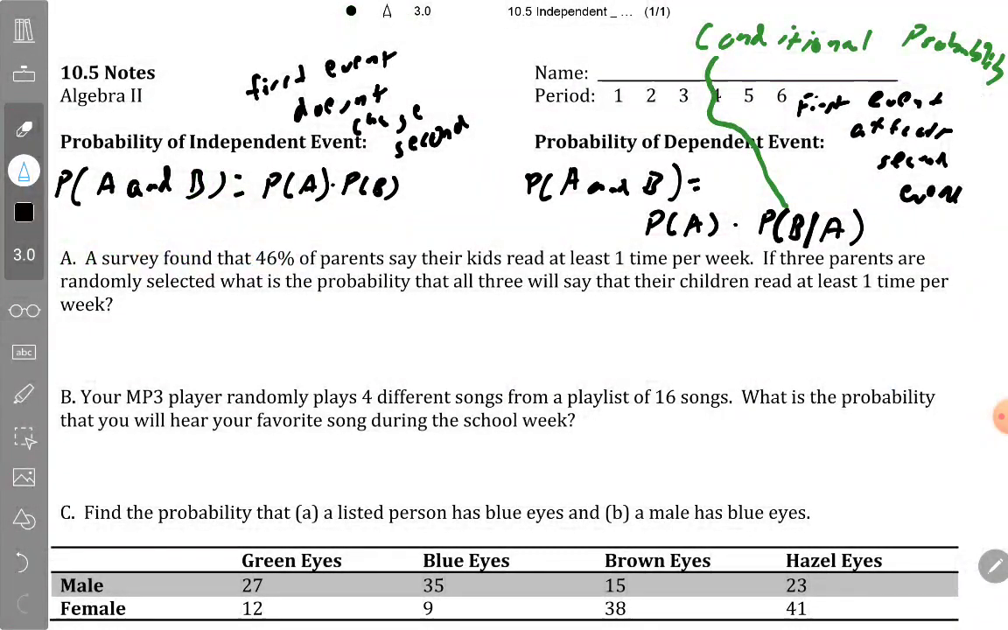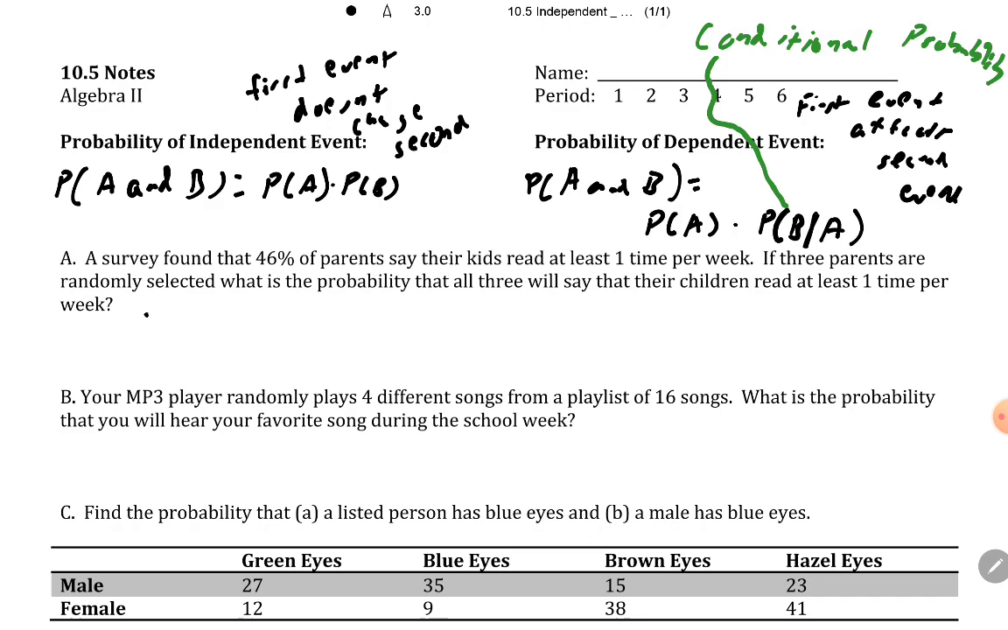A random survey found that 46% of parents say that their kids read at least one time per week. If 3 parents are randomly selected, what is the probability that all 3 parents will say that their children read at least one time per week? So this is the probability of A and B and C. These are all independent events. One parent won't affect another parent's outcome of having a kid that reads.